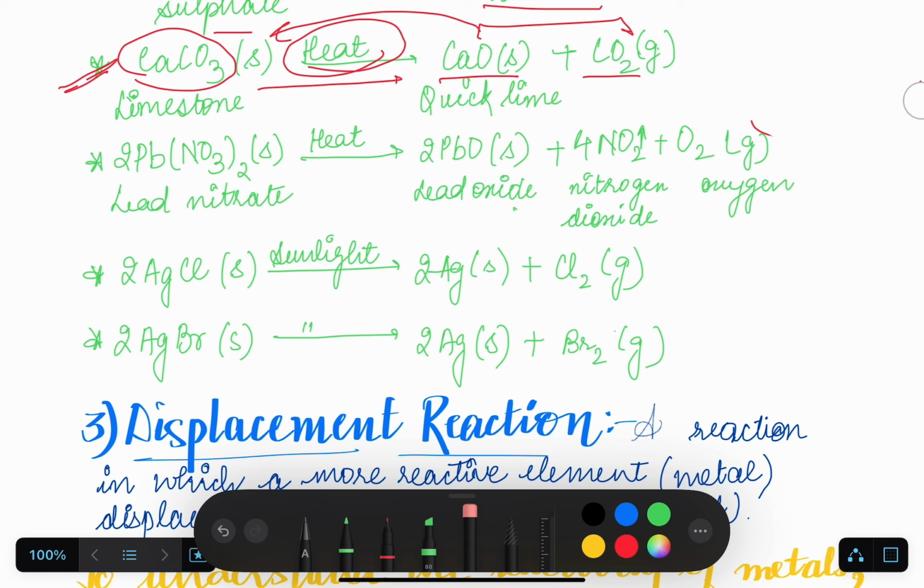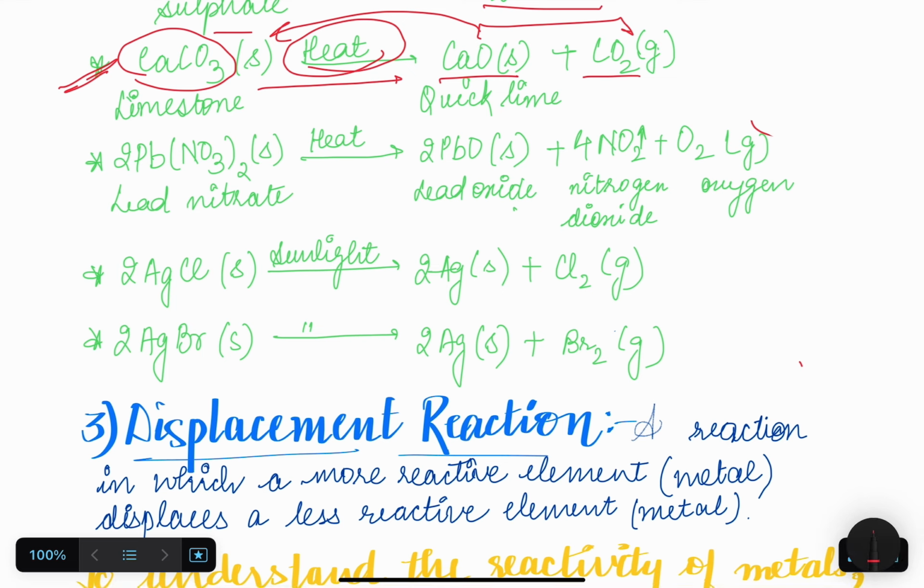Let's move to another example, that is lead nitrate. Under the presence of heat, it produces 2 PbO plus 4 NO2 plus O2. PbO stands for lead oxide, NO2 is nitrogen dioxide, and O2 is oxygen.